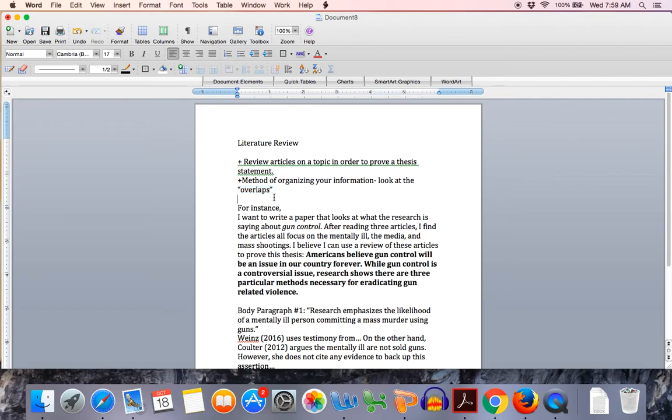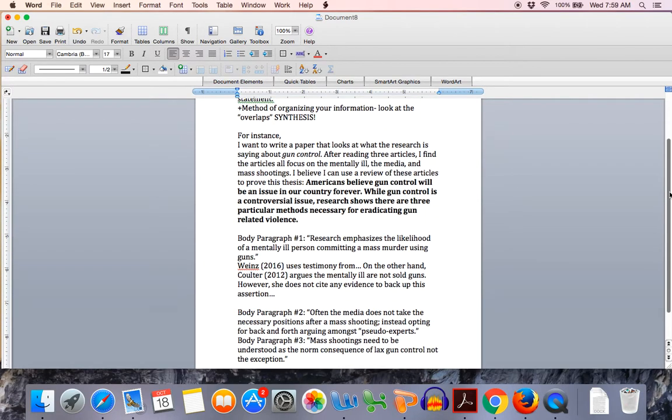In other words, I'm not so much interested in one paragraph that summarizes one article, one paragraph that summarizes another, etc., because that doesn't really allow for the most important aspect of this assignment, and that is synthesis. So just be mindful of that.